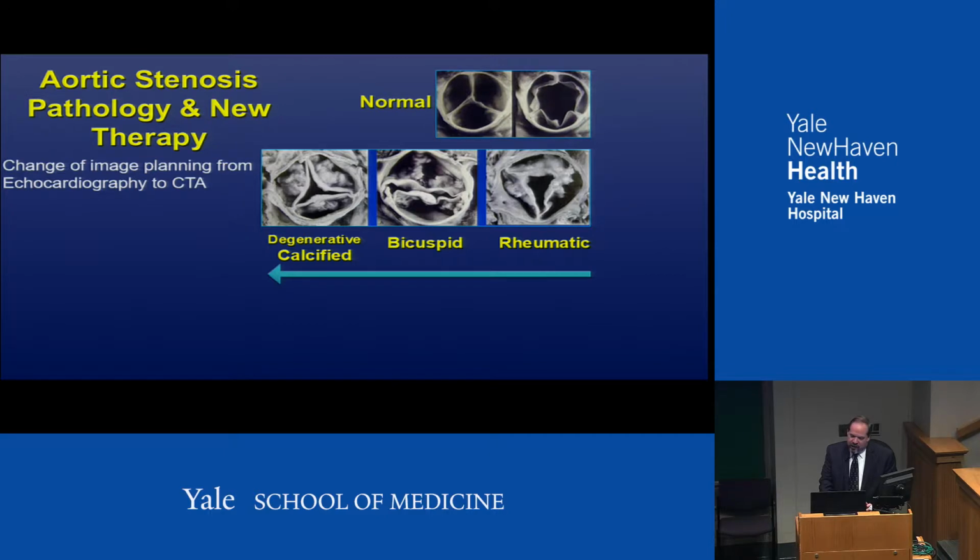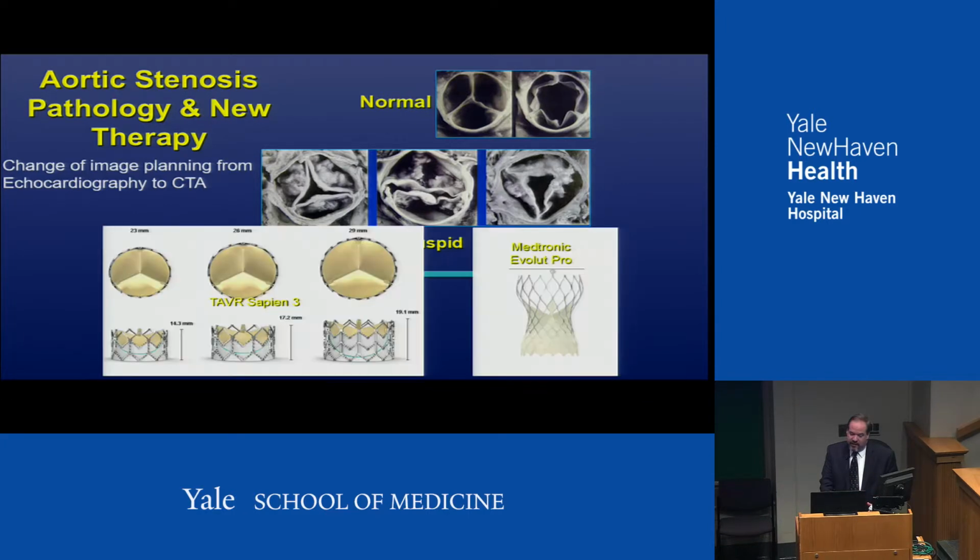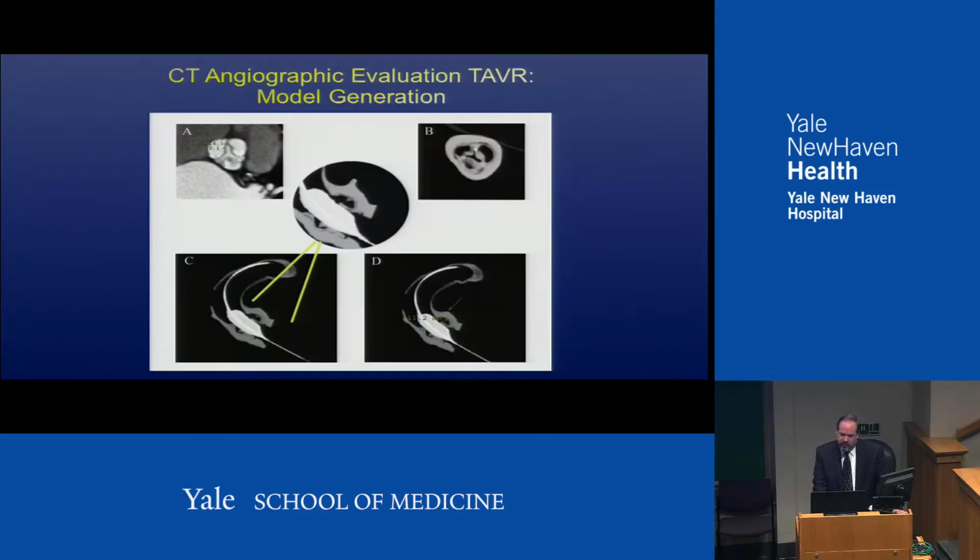You know, change in planning went from primarily echocardiography to CT, because we could better define regions and sizes in these studies in the classic either Medtronic or Edwards SAPIEN 3 valves. But we actually went a little bit further, and so we would actually do a model of the aorta. And so this is a CT-generated 3D model of the aorta.